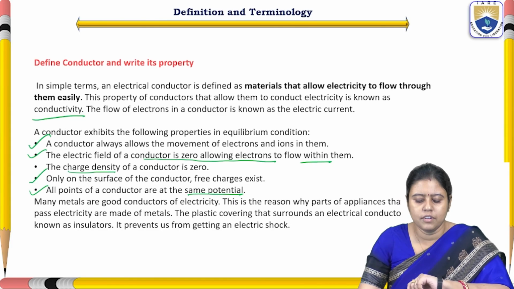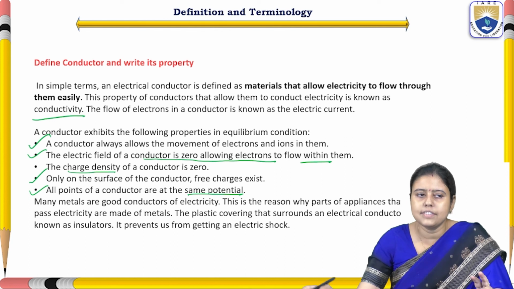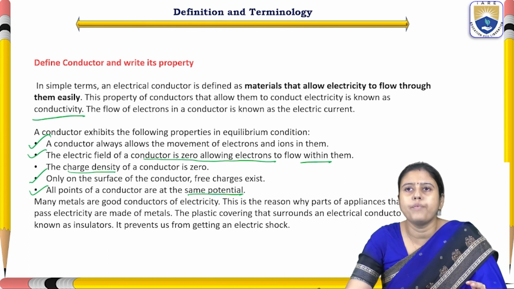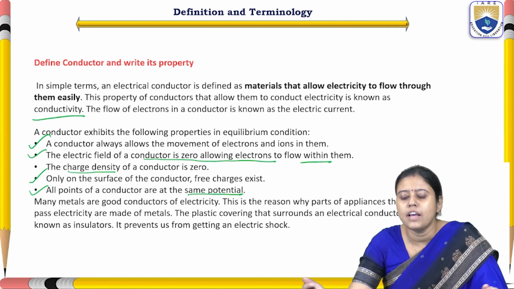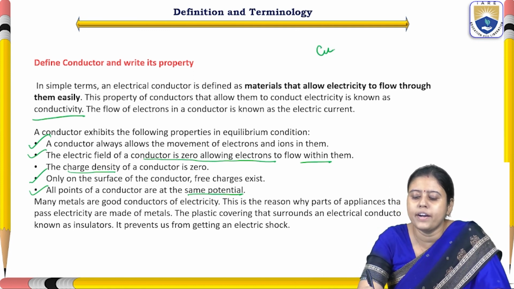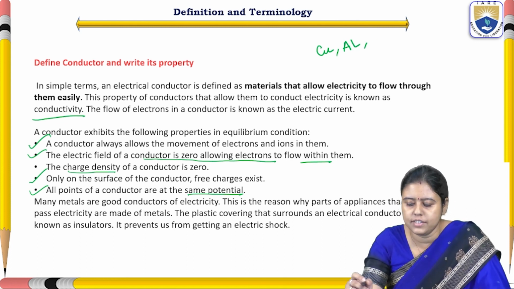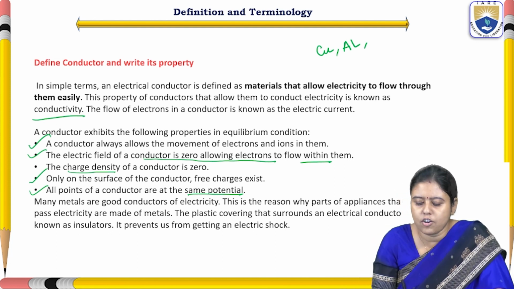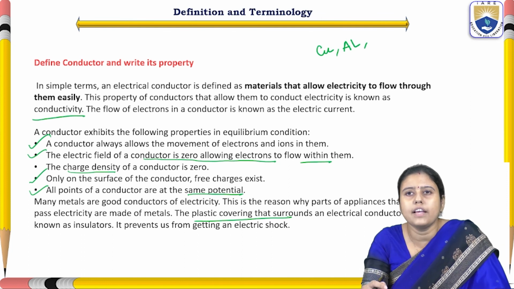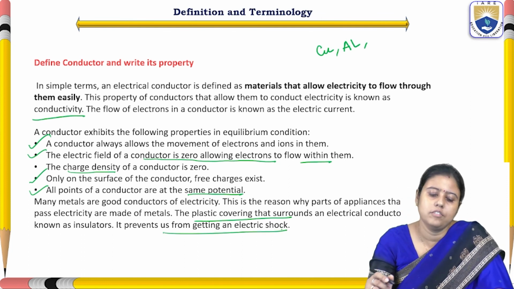So metals are examples of conductors. This is the reason why appliance bodies are generally made of metals. The metals copper and aluminium are good conductors of electricity. The plastic covering we use surrounding the electric metal is to prevent electric shock.